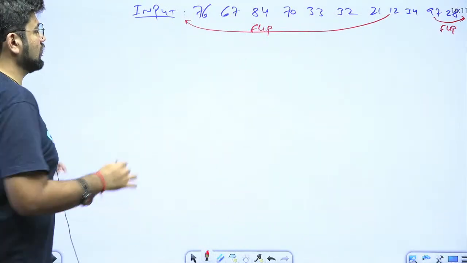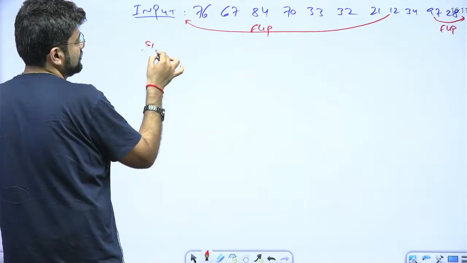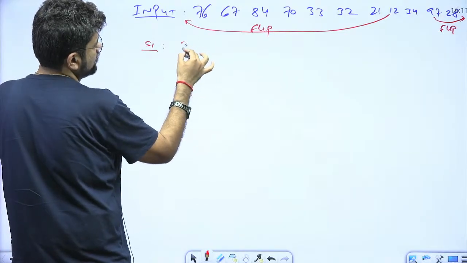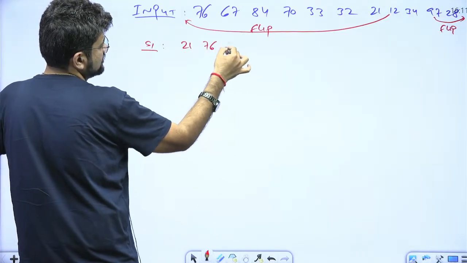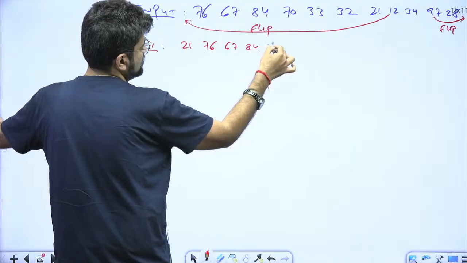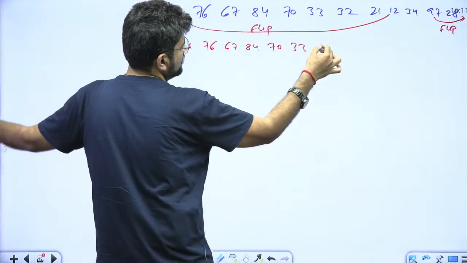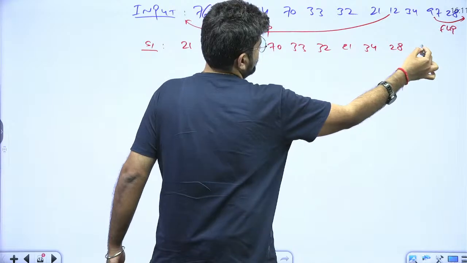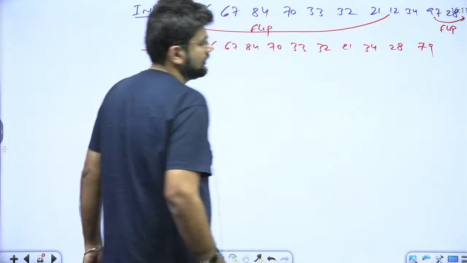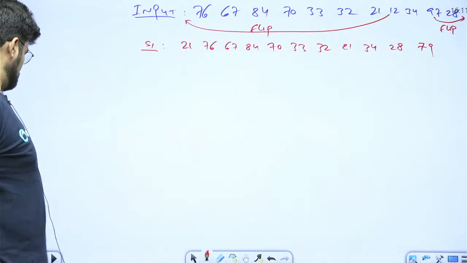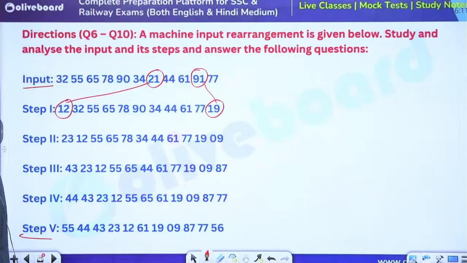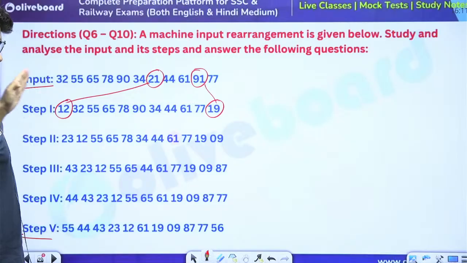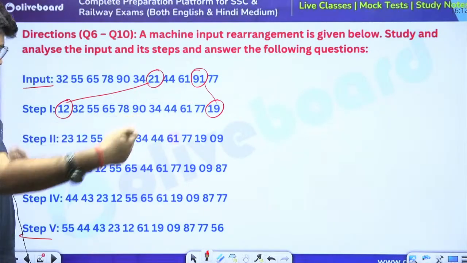Now observe the order also. Okay, step 1 is quite easy. You will say 12 will become 21. Then you will have 76, 67, 84, 70, 33, 32, 21, 34, 28, and then we'll have 79 in the end. Correct? Okay, so this we know. But look at the order now. The next number after this was 32, so this was brought in front. So the numbers are just being added in front and those are just being added at the back.